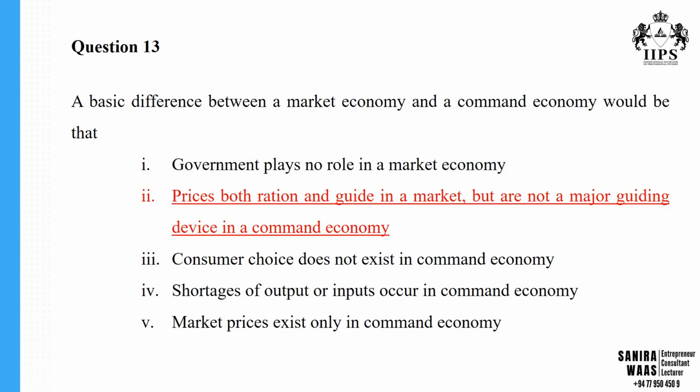It is identified that prices play a bigger role in a market economy, not in a command economy. Even in a market economy, prices play the biggest role. So prices act as a rationing device and even a guiding device in a market economy, but not a major guiding device in a command economy, because every decision is made by a centrally planned authority in a command economy. Now one can argue, why is that first answer not coming into place?